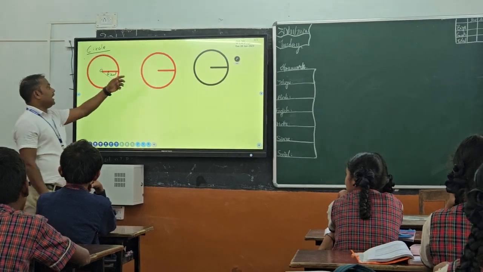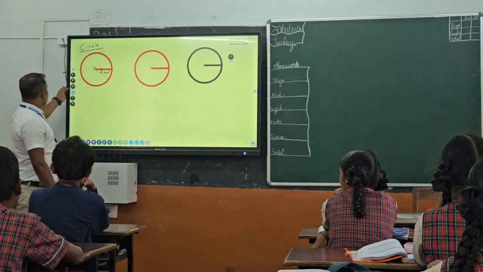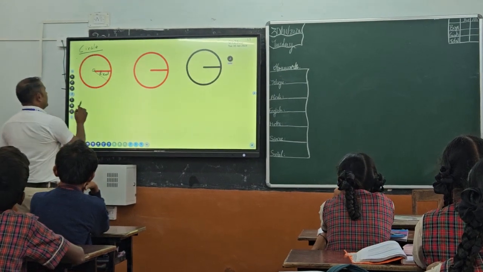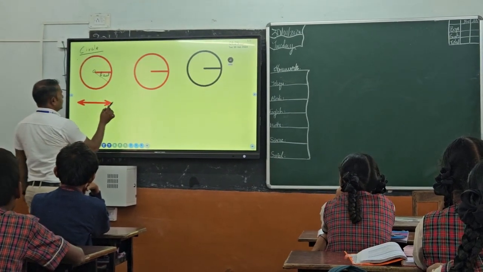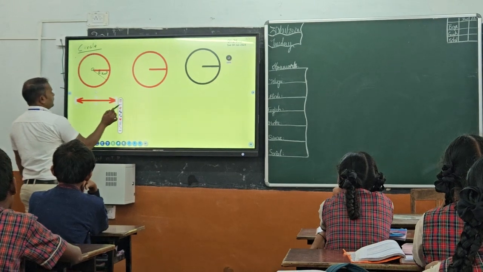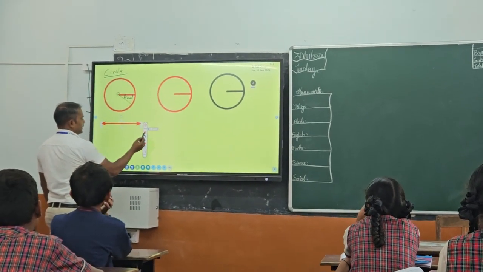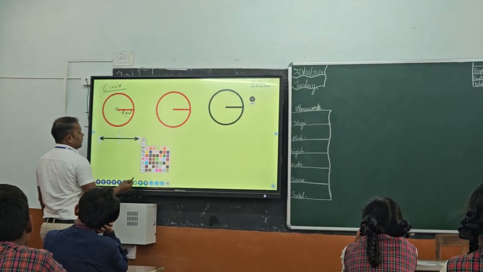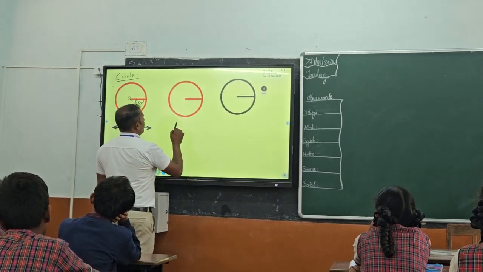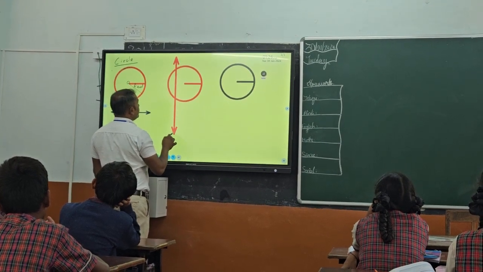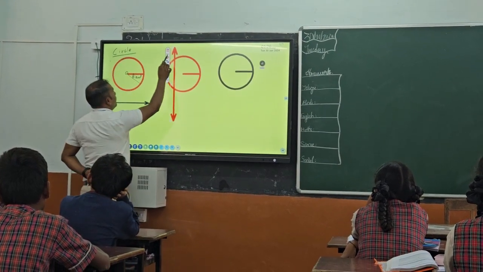Now in circle and the line, there are three kinds of relationship. Either the line will touch the circle, means it will intersect, or it will not intersect. Or it may intersect at how many points? 2 points. It may intersect at 2 points, or one more.